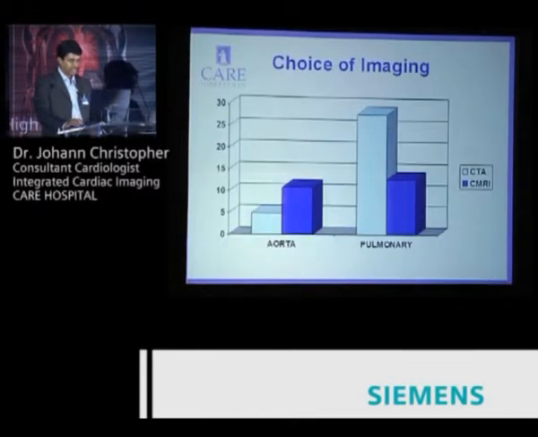And the choice of imaging, this is our center-specific experience which we presented, is when it comes to a pulmonary artery, especially a very small pulmonary artery, we are preferring CT. We're using a dual source scanner, and with the optimized parameters, we are doing it at less than 2 millisieverts. So we're preferring CT over MRI, whereas for aortic studies, generally we do an MR first unless there is some other problem.